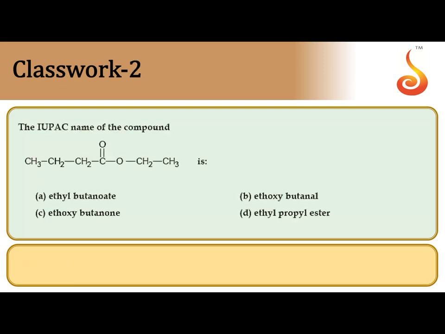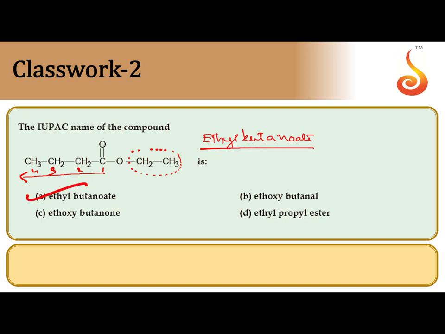IUPAC name of the compound again. First you select the main carbon chain, the principal carbon chain, including the C of the COO, that is the ester functional group. So the alkyl group which is attached to O is taken as a substituent. Ethyl is the substituent, so first you write the prefix ethyl. After that the root word 1, 2, 3, 4, but, primary suffix is ane, secondary suffix, since it is an ester, oate. Ethyl butanoate. The correct option is A.